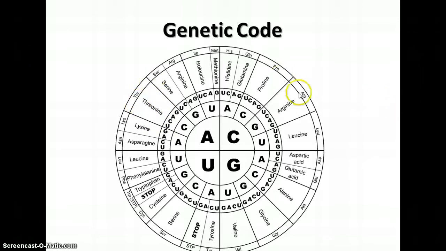Please notice that most of the amino acids have two or more codons. There are only two that have one. Methionine has one. Tryptophan has one, and there are 1, 2, 3 stop codons. All the others have 2 or 4 or 6 codons. Now let's watch a video about the translation process to reinforce what we talked about as to how translation works.